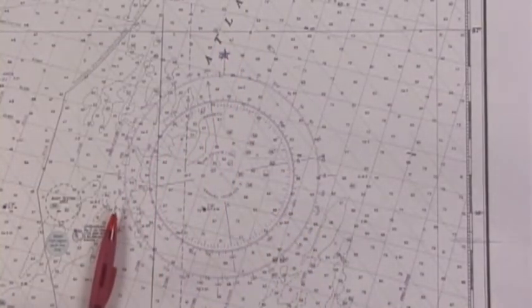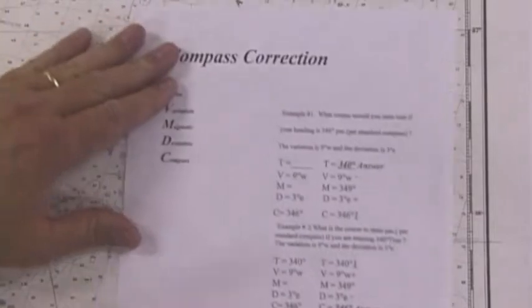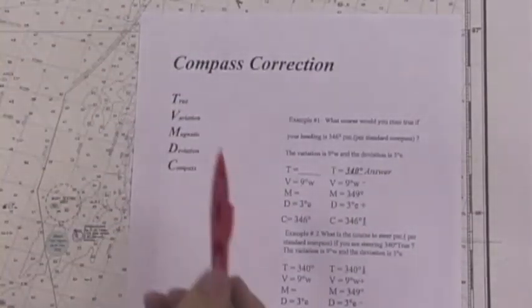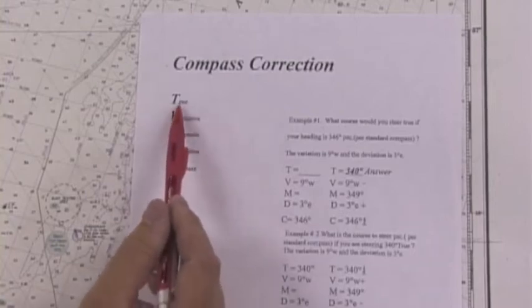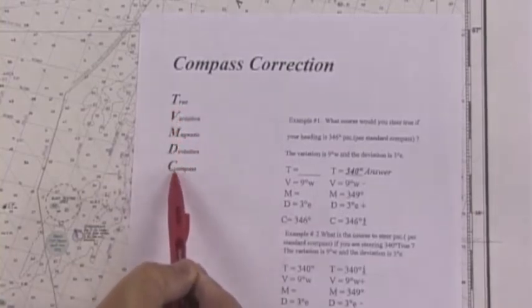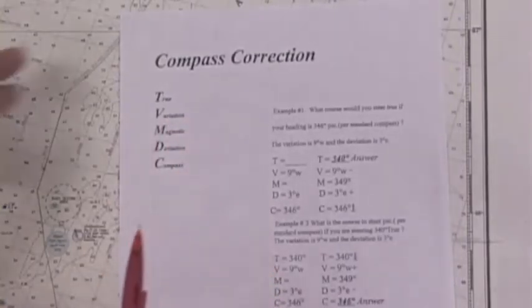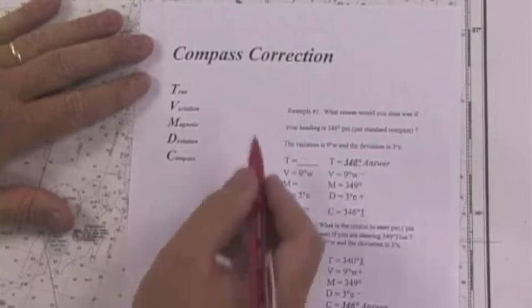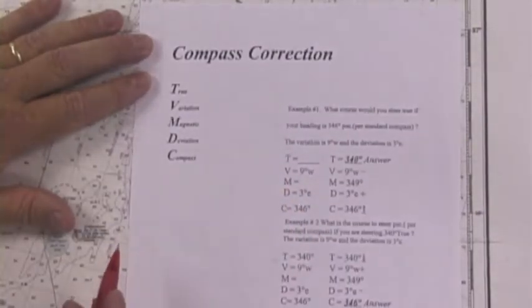Now we have a handout that we'll give you, and it's called the compass correction heading. This is a formula we're going to have to learn. It's true, variation, magnetic, deviation, and compass. TVMDC. So whenever you're working with a compass correction, just get used to writing TVMDC.